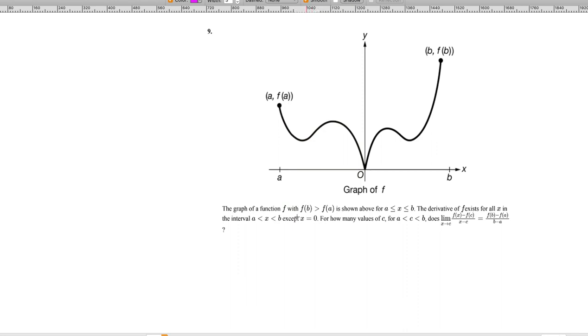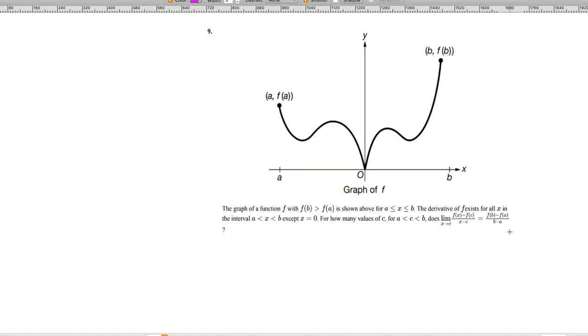Here we're being asked this question where it's giving us a graph of a function f, and it's saying that the derivative exists for all x on this interval except at 0. They want to find out how many values of c between a and b with this equality being true.